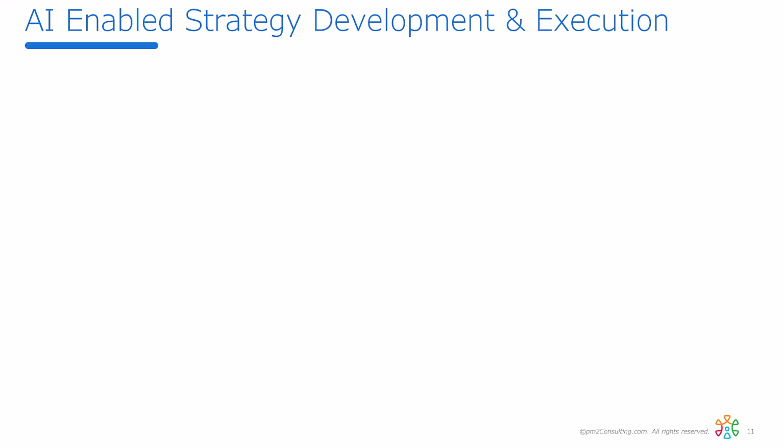So here's a quick soundbite. Imagine this world with AI-enabled strategy development execution. So we start off with a strategy, and we can say to the GPT, identify 4 scenarios based on these objectives, these constraints, these markets, and so forth.